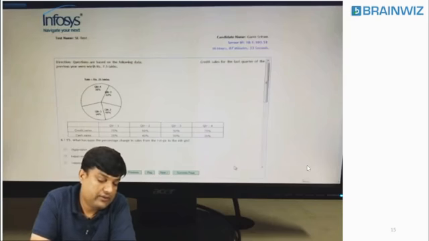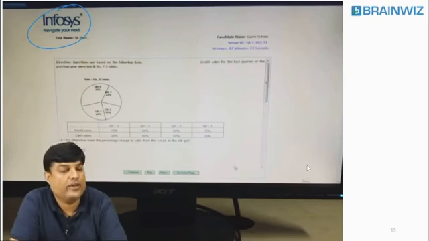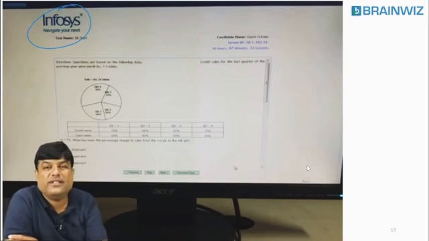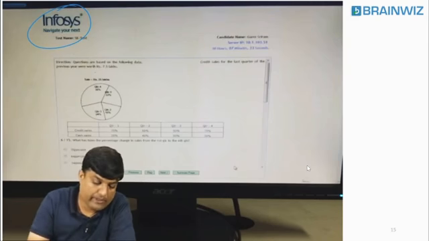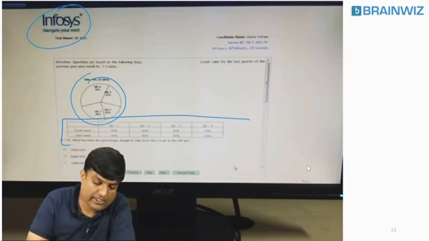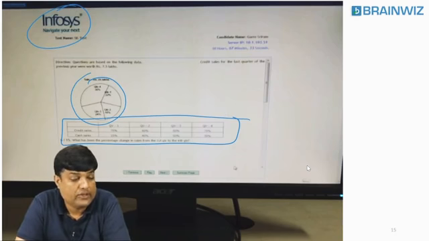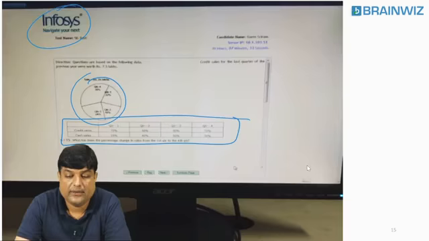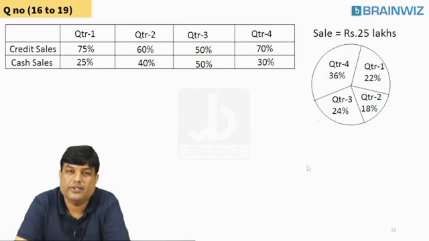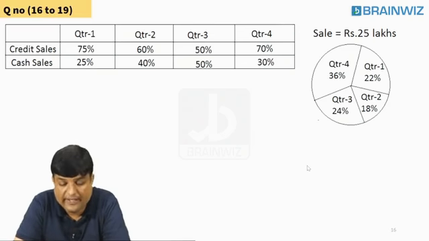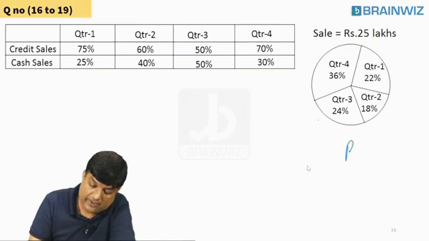So this question was given in Infosys, the one which you are seeing on the screen right now. One small pie chart and one small table have been given to you. Following everybody, so the same question we are doing right now. So this was the question given to you. Following, what did it say here? So one pie chart.